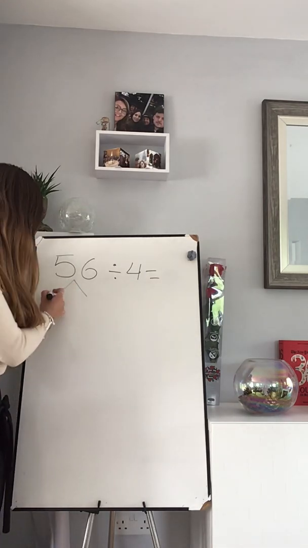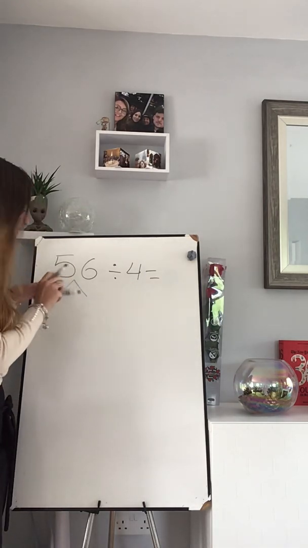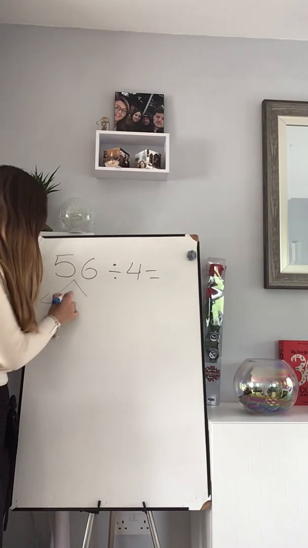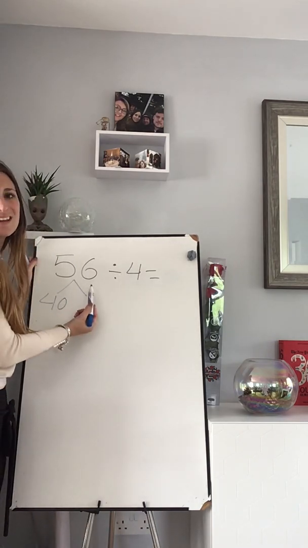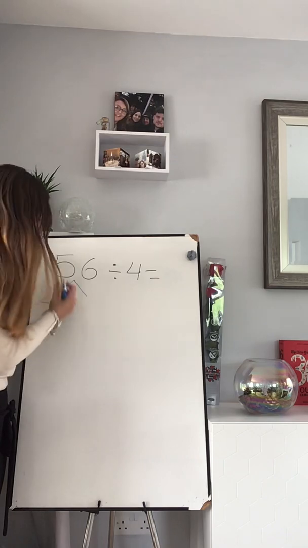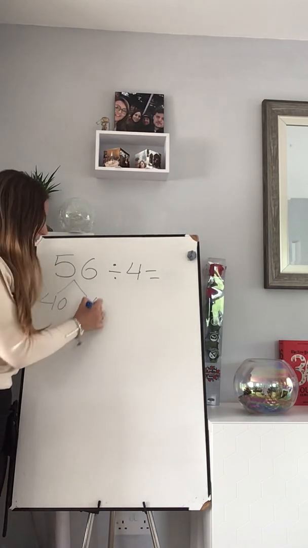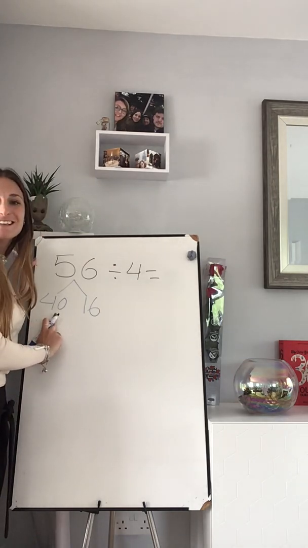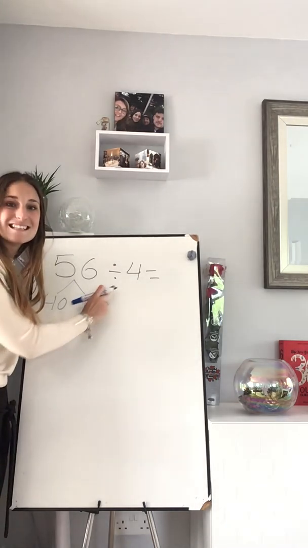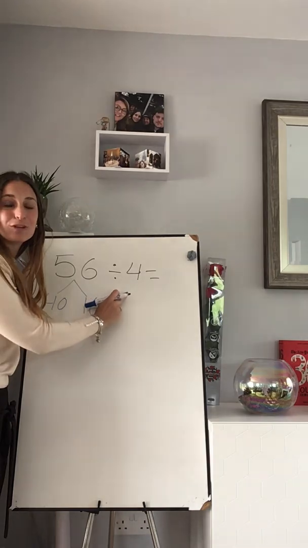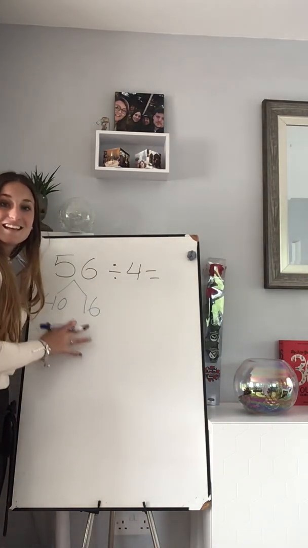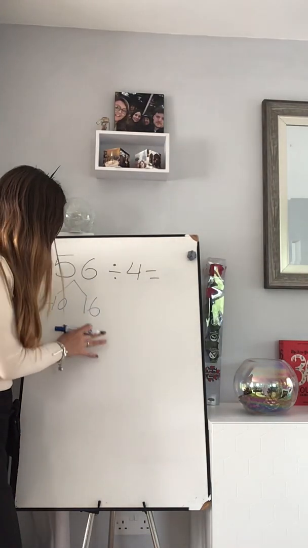14. I can partition 56 into 40, and how many more do I need to get to 56? I need another 10, and I need 6. Is 40 on my 4 timetable? It is. Is 16 on my 4 timetable? It is. Okay, so let's do it.